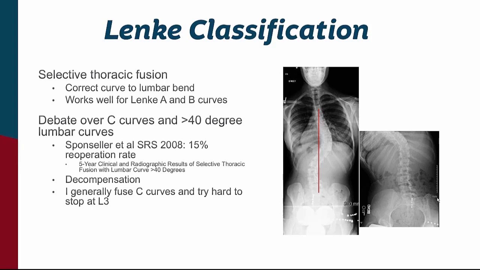Ultimately, we want to correct the thoracic spine and balance it with the lumbar spine. More controversy exists when you're looking at a C modifier and significant coronal translation of the lumbar apex. Generally, you try to fuse and stop at L3, but significant variables come into play, and a constant debate is L3 or L4 in these patients.